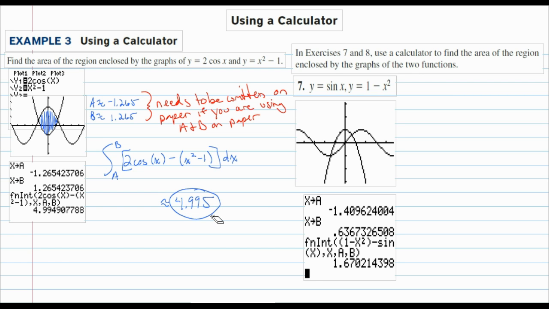Now try problem number 7. It says use a calculator to find the area of the region enclosed by the graphs of the two functions. So this time, same thing. I graphed the two functions, and I can see that the area enclosed by them is right here in the middle. Well, I got to find that left intersection and right intersection, and I did. I stored them in as my x values. Now I can integrate from A to B the top function minus the bottom function, so area of the top function minus area of the bottom function, giving me the area in between, which is about 1.670 square units.